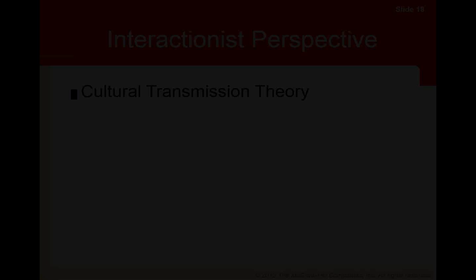So we have the interactionist perspective as well, moving on from functionalism to interactionism, this idea of cultural transmission theory. Cultural transmission is essentially humans learn how to behave in social situations, whether properly or improperly, depending on the interactions to which they are exposed.